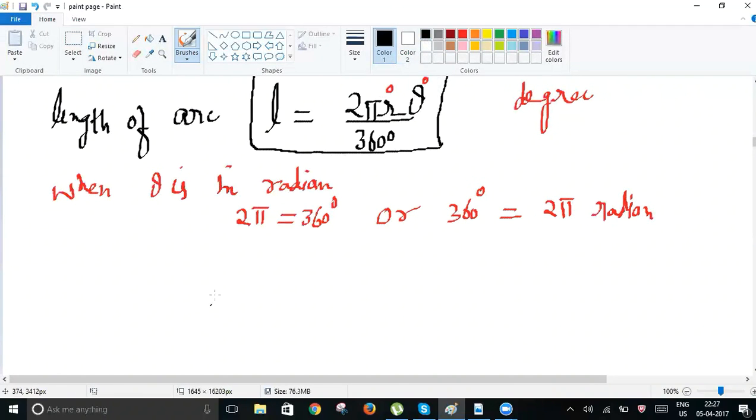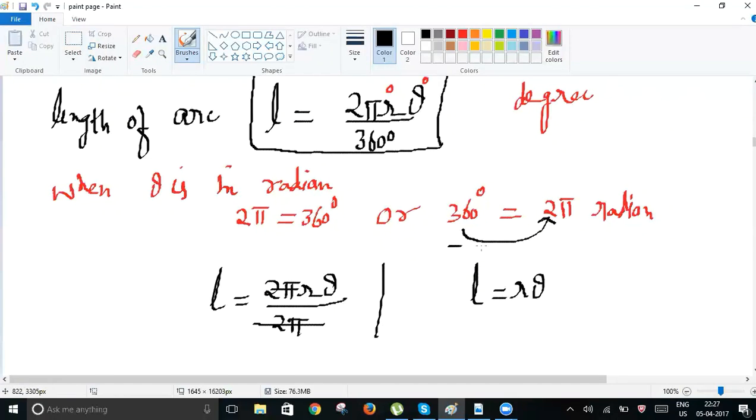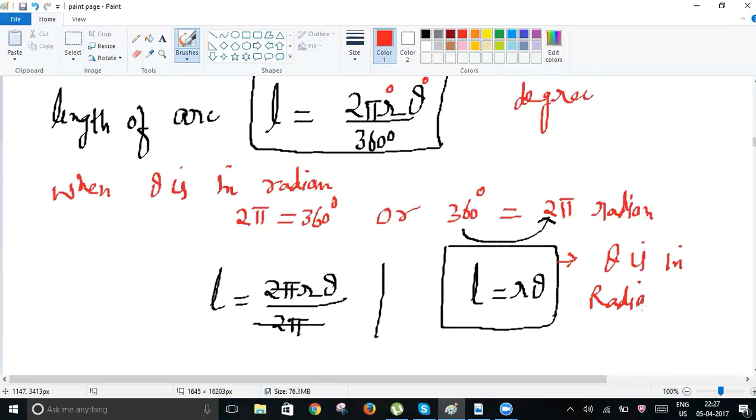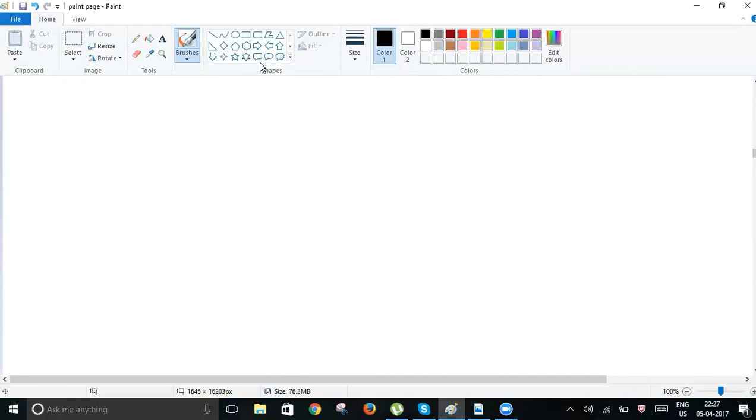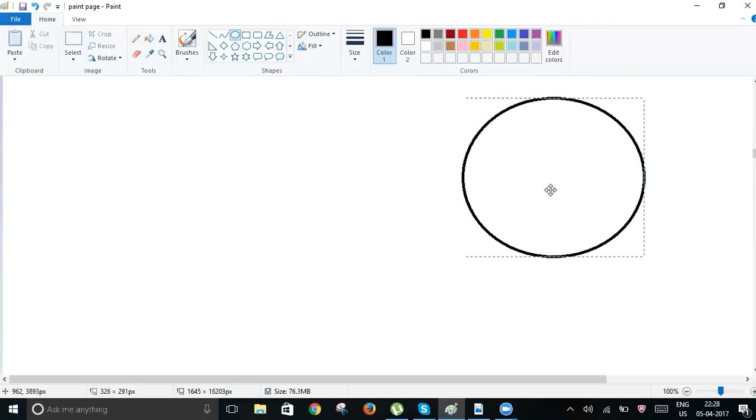you know, 2 pi is equal to 360 degrees, or I can also write like this, that 360 degrees is equal to 2 pi radians. If I want to convert everything into radians, then I will do it like this. L equals 2 pi r theta divided by 360. 360 is actually equal to 2 pi radians. You want everything in radians, so you will cancel them out and you will get L is equal to r theta. This formula will be used when your theta is in radians. So you should know both, because in the exam we cannot guarantee that you will be given theta in radians or in degrees.